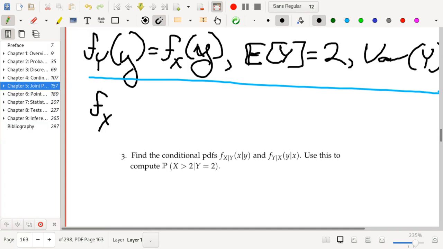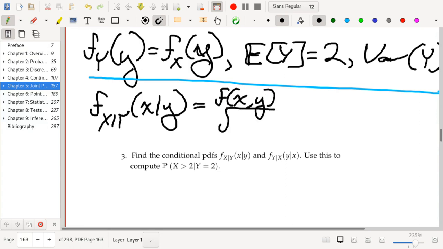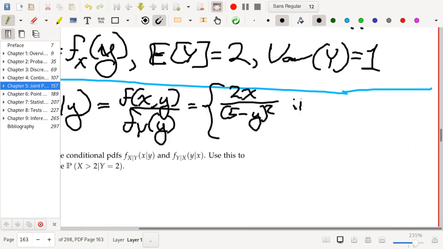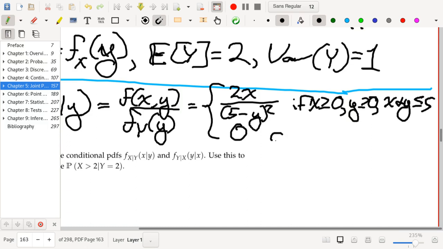All right, so the conditional distribution of x given y is going to be, well, let's see. We need to use the joint probability density function of x and y and then divide it by the marginal density function for y, which is going to be 2x divided by 5 minus y squared, if x is greater than or equal to 0, y is greater than or equal to 0, and x plus y is less than or equal to 5. And it's going to be 0 otherwise.